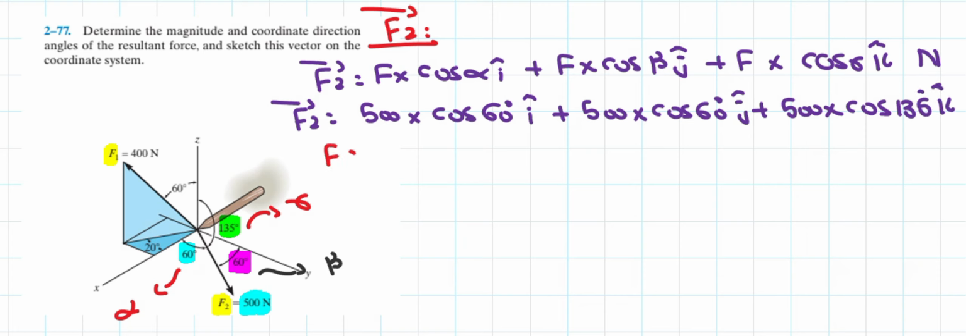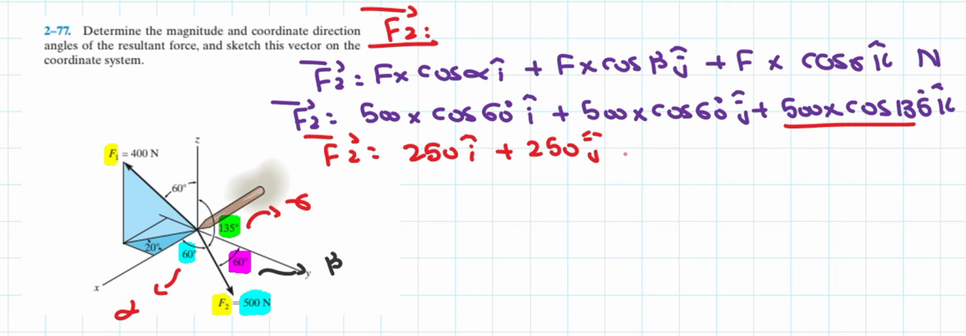So F2 equals 500 into cos 60 degrees, so you will get 250 i cap, with positive sign 250 j cap, and similarly 500 into cos 135 degrees, so you will get negative 353.55 k cap Newton. What about the vectorial or the Cartesian form of F1? Let's talk about that.